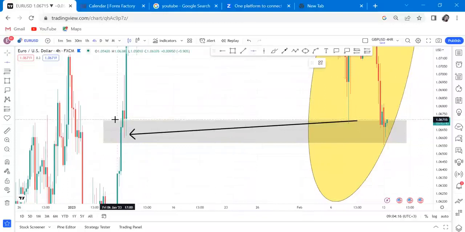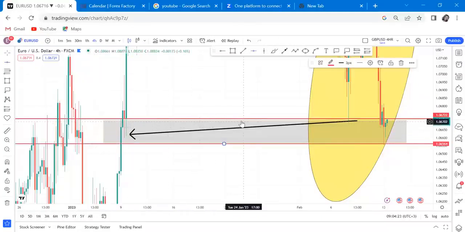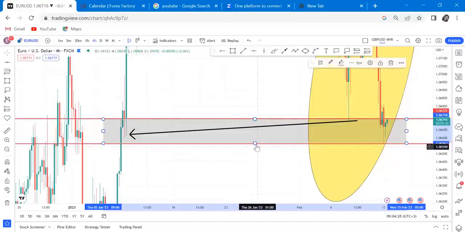You lose one horizontal line from the body and the other one to the wick, and then you can adjust the box. Guys, all of this information I have done on my YouTube channel, so make sure you go back. So that's what you're doing.